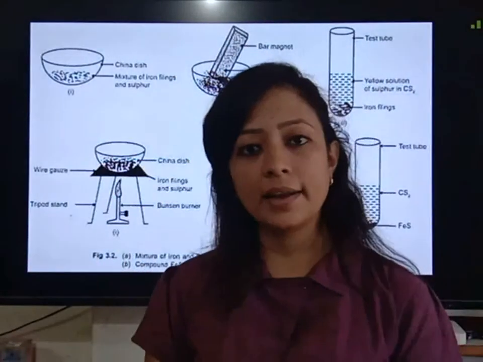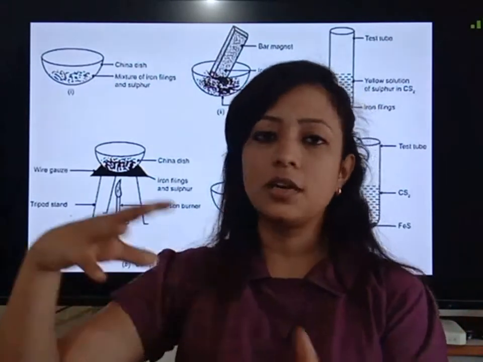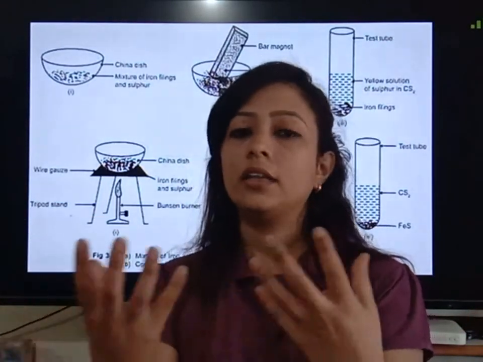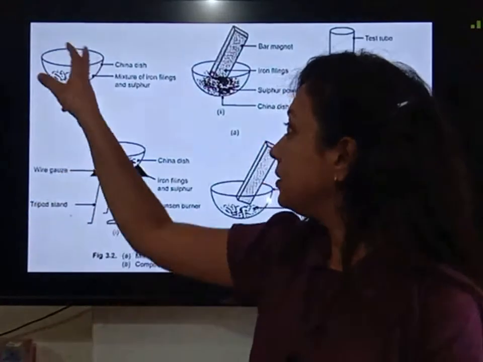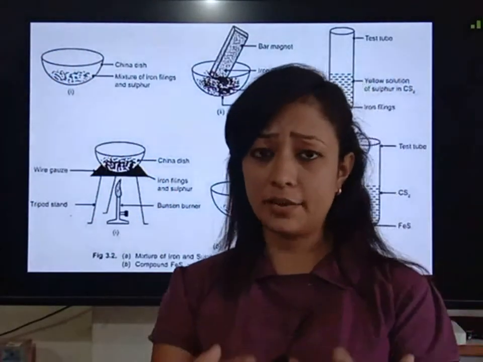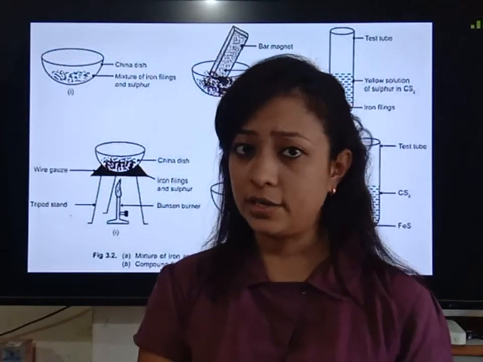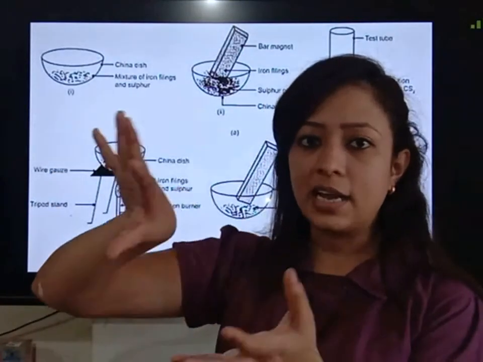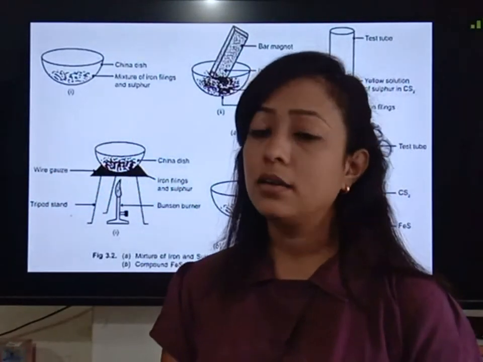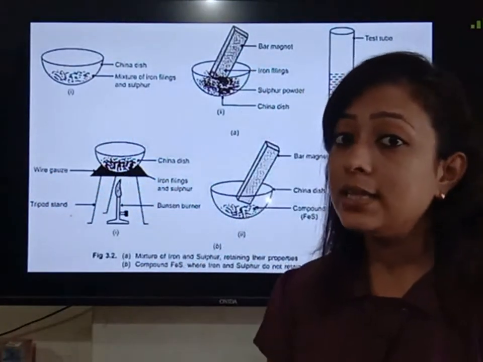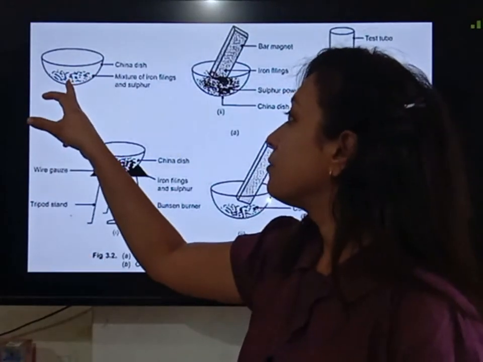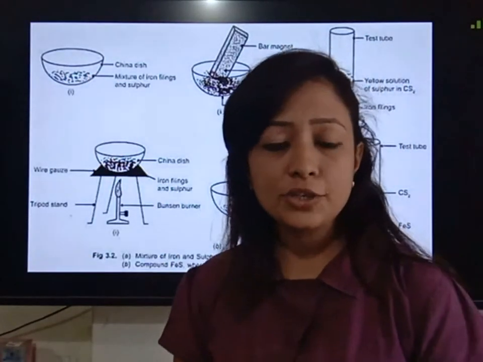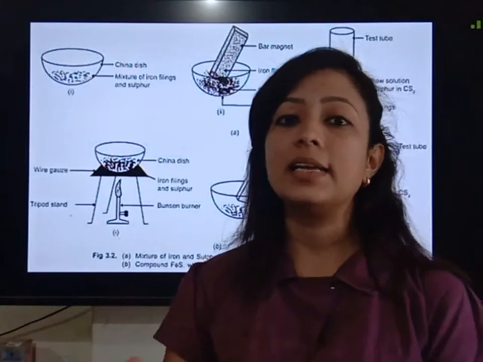When you remove the magnet, all the iron from the mixture can be separated out, and what will be left in the china dish is the sulfur. The sulfur will remain in that china dish, and the iron will get attached to the magnet bar. In this way, we can separate iron filings from the sulfur mixture by magnetism.